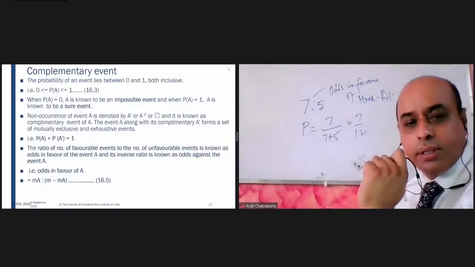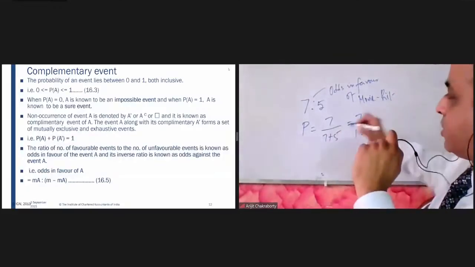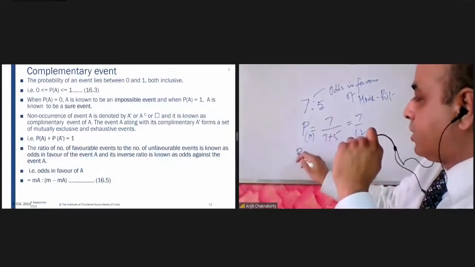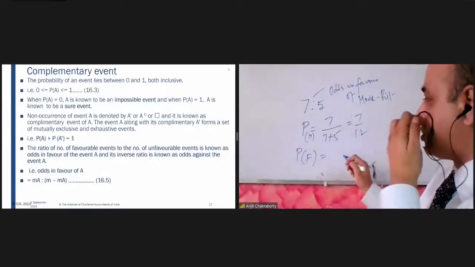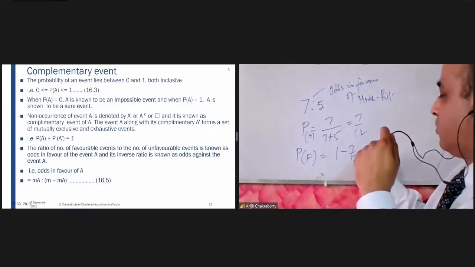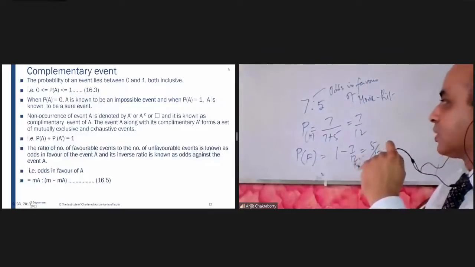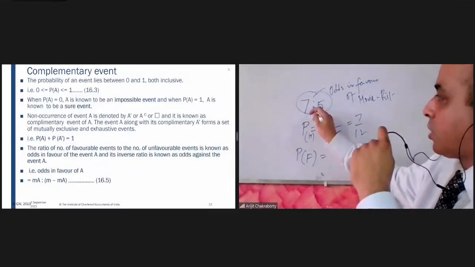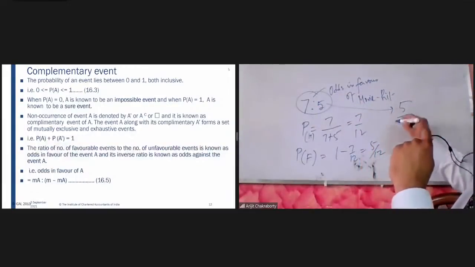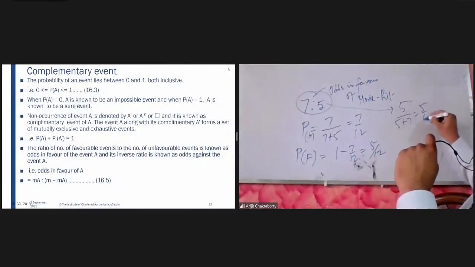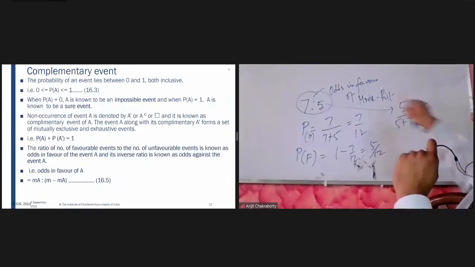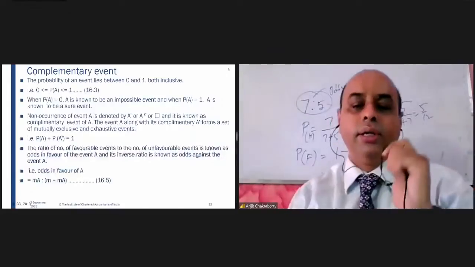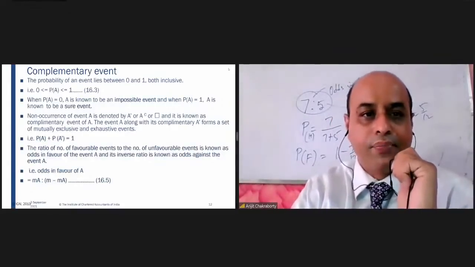And conversely, this is the probability of a hit. The probability of a flop, PF, is therefore 1 minus 7 by 12, that is 5 by 12. From here also you can find the probability of a flop: 5 divided by 5 plus 7, that is 5 by 12. So both ways you can find it. This is the concept of odds in favor of an event and odds against the event.